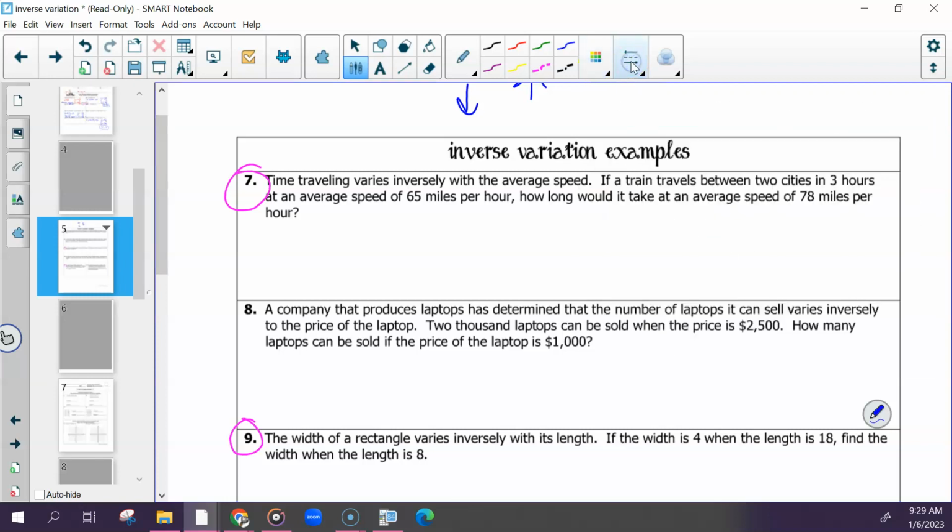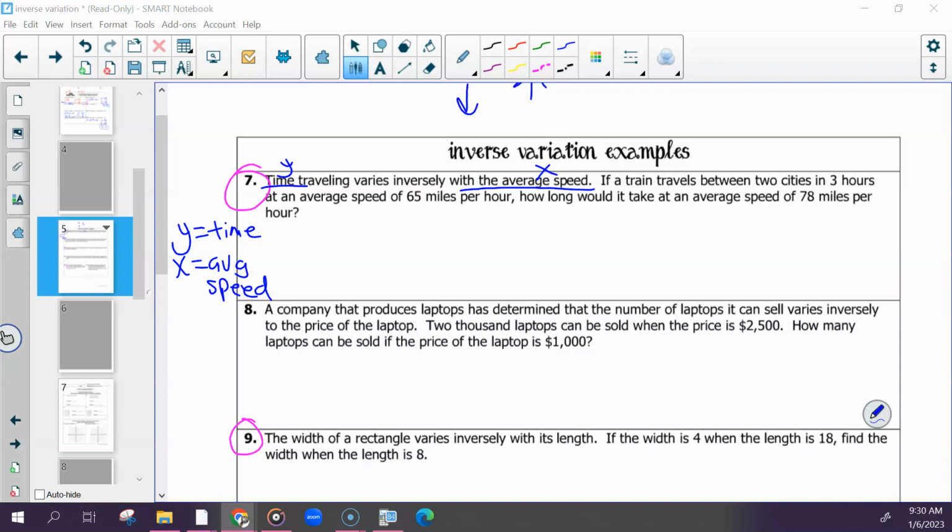Just like before, whatever comes first is still your y. And it'll say words like varies inversely, inversely proportional. Whatever comes after those words is still x. So either define them or label them in the problem or put them off to the side. I'm, again, still going to do both. And then look at the first two numbers I give you.